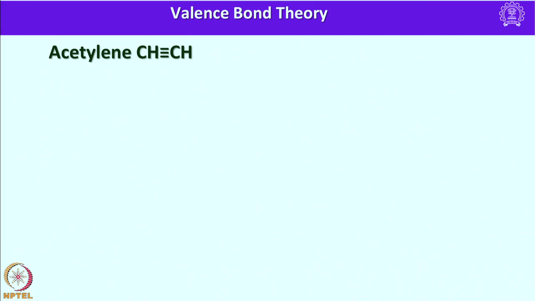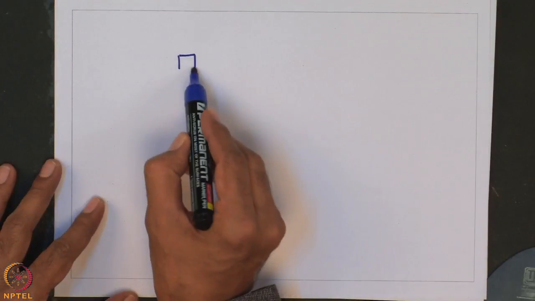Again in acetylene, carbon promotes one of the s electrons to the p orbital, and we have a situation like this.